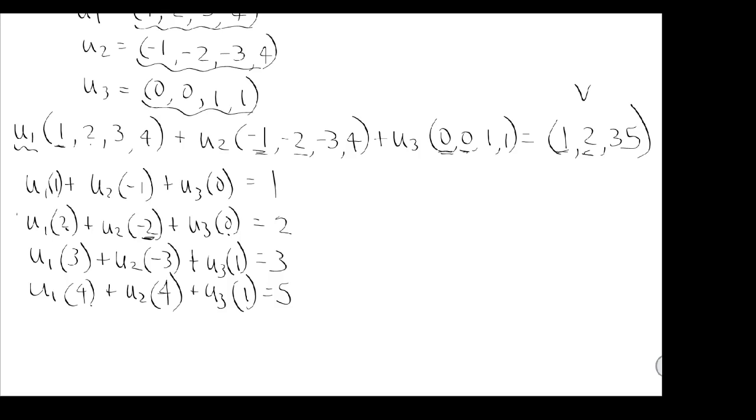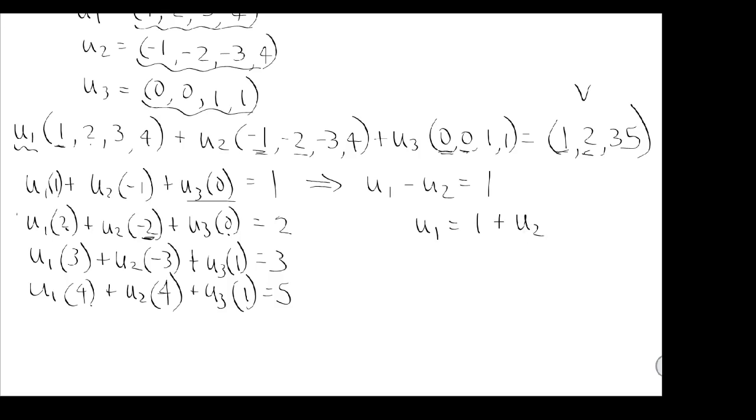Simplifying the first equation, since u sub 3 times 0 is 0, we're left with u sub 1 minus u sub 2 is equal to 1. Well, from that, I can solve for u1 to say that u1 is 1 plus u2.